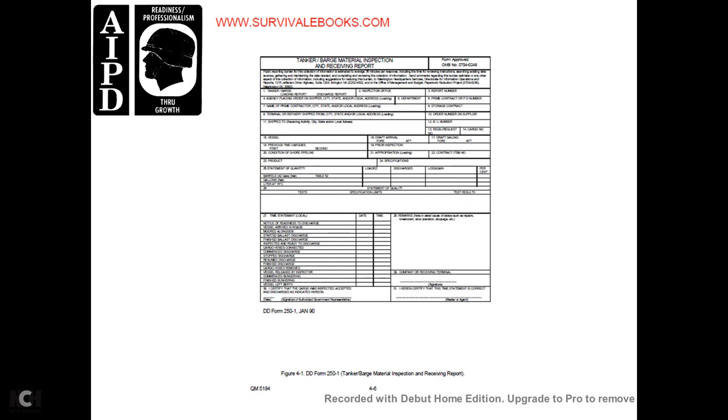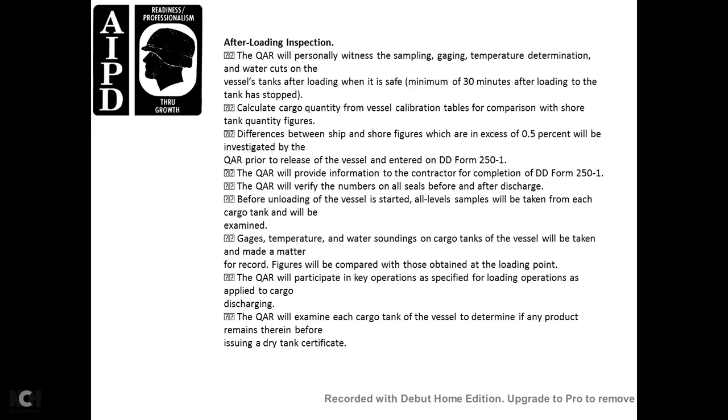4155.1. Figure 1-41 shows the Department of Defense Form 250-1, tanker barge and material inspection receiving report. After loading, the QA or personnel will witness the sampling, gauging, temperature determination and water cuts of the vessel tanks after loading when it is safe, a minimum of 30 minutes after loading has stopped.